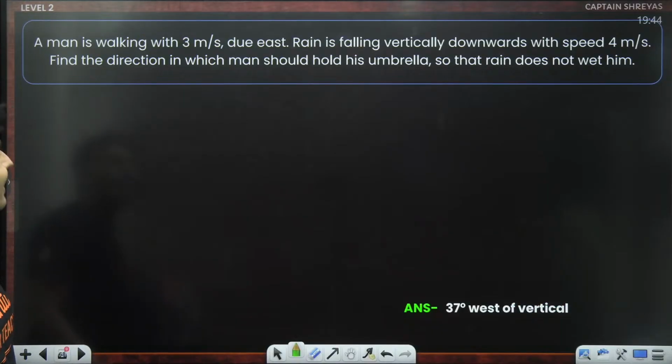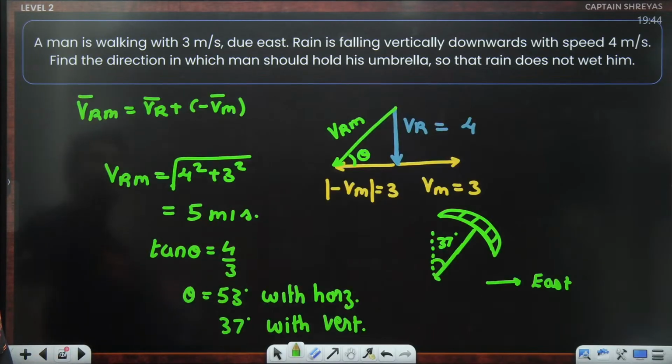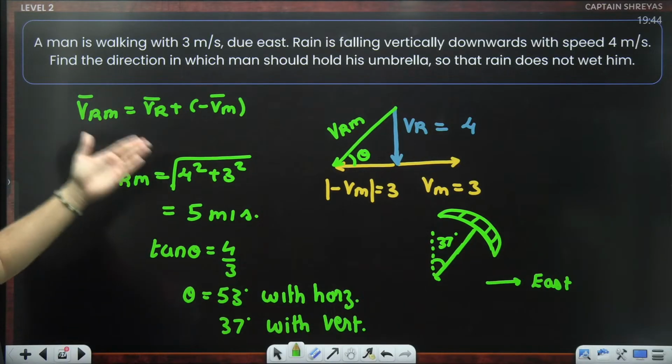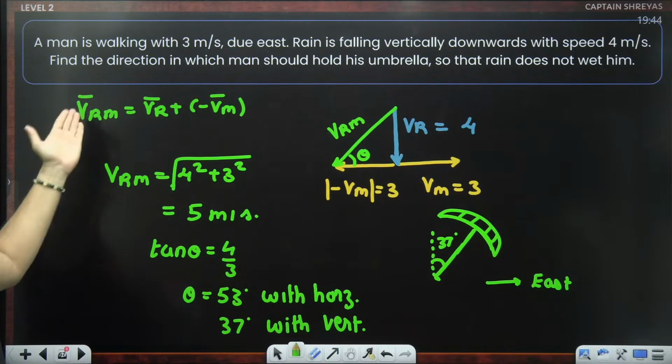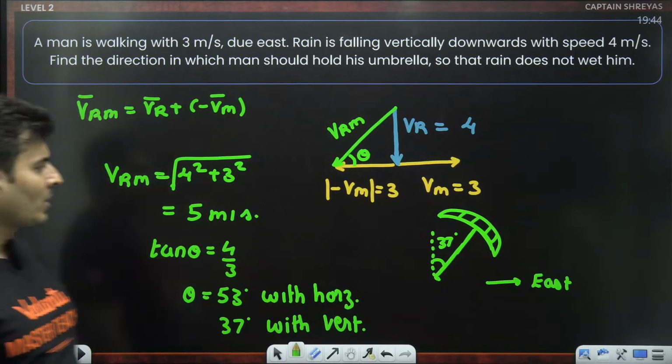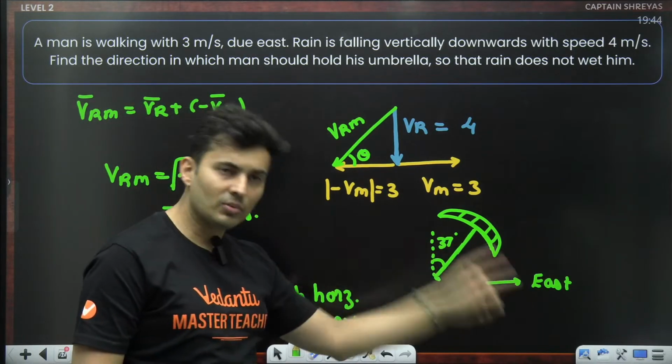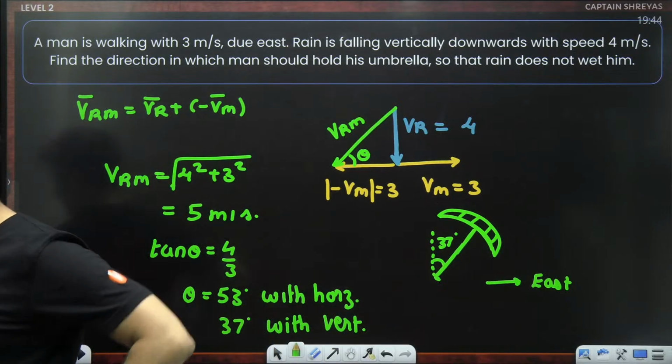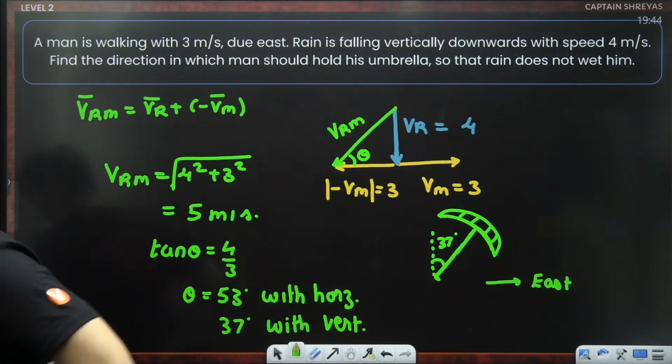Why did they say west? My goodness, that is wrong. The man is walking towards the east only, right? Yes, perfect. Rain is falling down, so in which direction should the man hold the umbrella? Not towards the west, guys. It is towards the east, not towards the west. That is wrong. Correct.